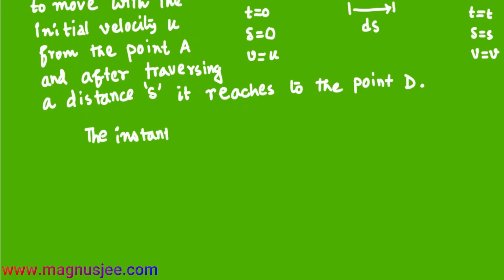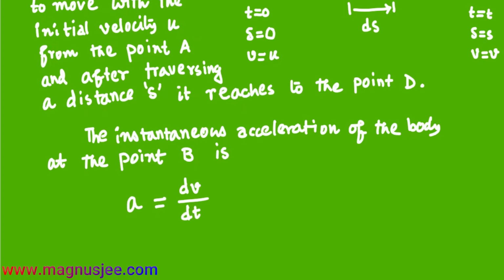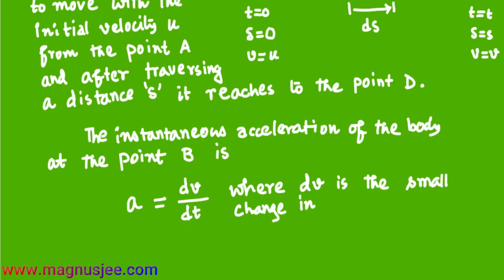The instantaneous acceleration of the body at the intermediate point B is given by a equal to dv by dt, where dv is the very small change in velocity of the body in the small interval of time dt.